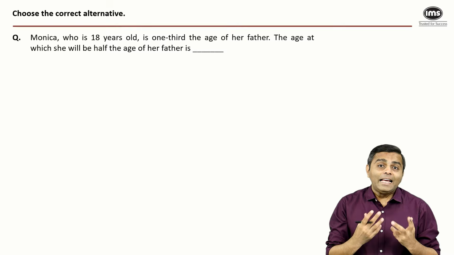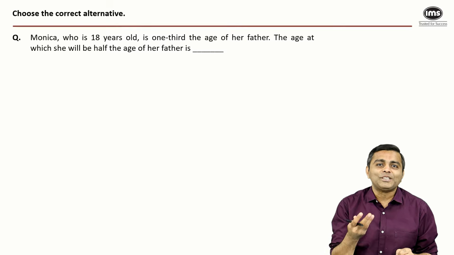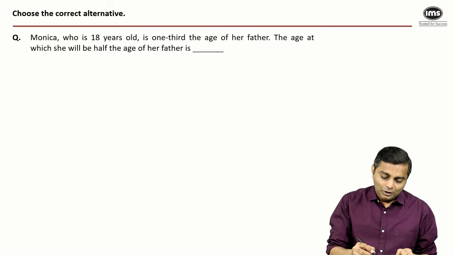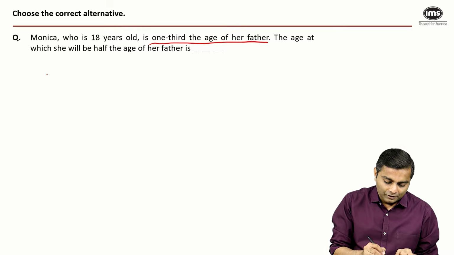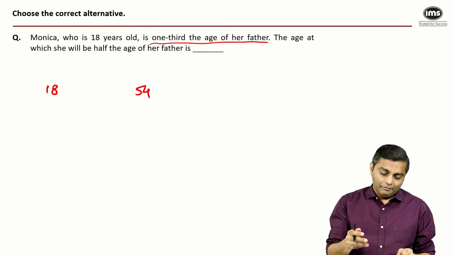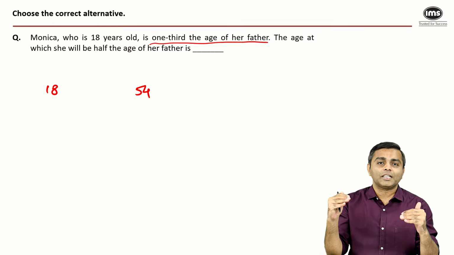First question, as easy as they come. I would be delighted if this is the first question that I'm seeing in an IPMAT Indore paper. So yeah, Monica is 18 years old, 1/3 the age of her father. So clearly Monica is 18 and her father is 54. Age at which Monica will be half the age of her father. Now, currently Monica is 18, father is 54.